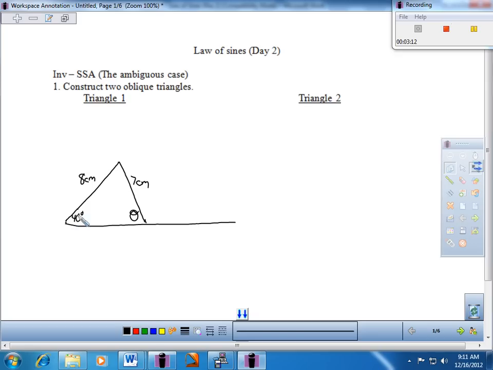Something that jumps out at me with this scenario is that we have exactly what we were looking for yesterday: an angle and a side across from one another in a non-right triangle. So I can begin to use that as what I called the constant ratio. I'm going to say that 7 matches up perfectly with the sine of 40 degrees, so that ratio should now be equal to 8 over the sine of theta.